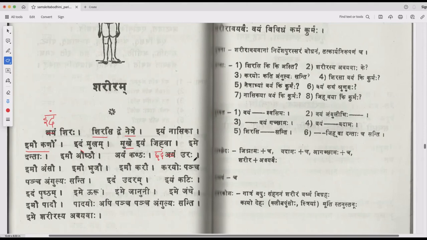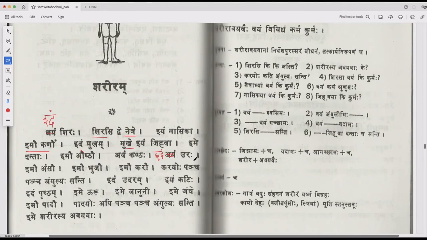Imau bhujau. These two are arms. Imau karau. These two are hands. Karayoho pancha pancha angulyaha santi. Now, in the earlier lesson, we saw kare pancha angulyaha santi. How many fingers are there in the hand? Now, he is including one more hand and saying there are five fingers in each of the two hands. Karayoho is akaranta pullinga shabdaha saptami vibhakti dvivachanam.